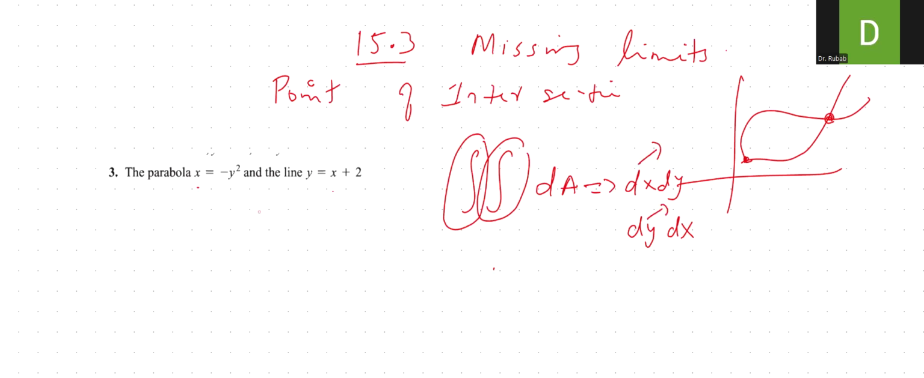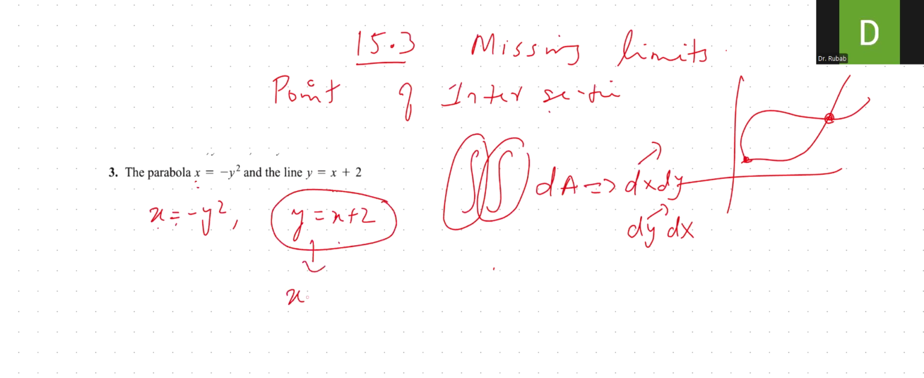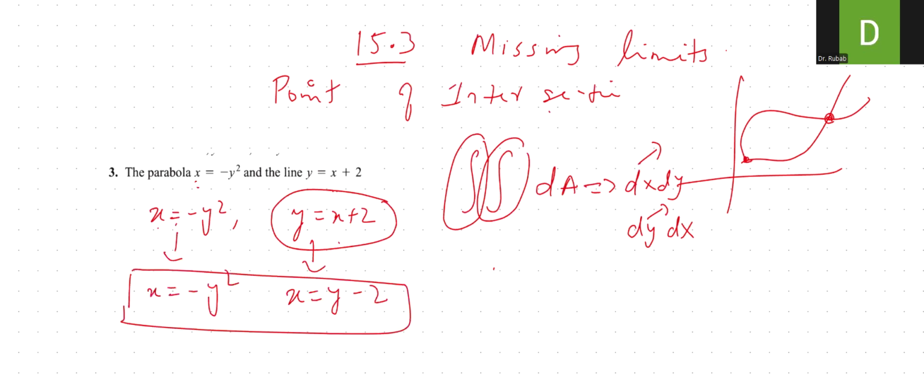So we have two limits. x is equal to minus y squared and y is equal to x plus 2. For the point of intersection method, we need both in terms of x or y, right? So I will convert this limit in terms of x. It will convert to x is equal to y minus 2. And this is also in terms of x, right? I get two limits of x. Now I will apply the point of intersection method.